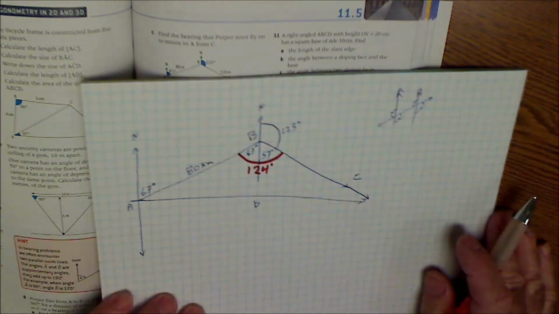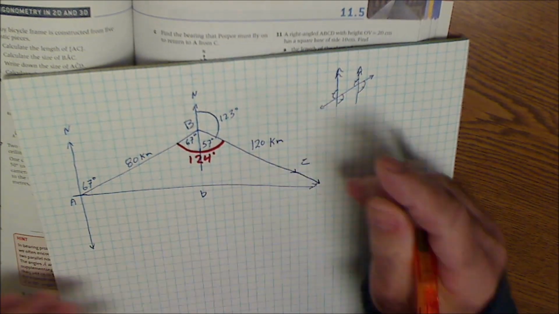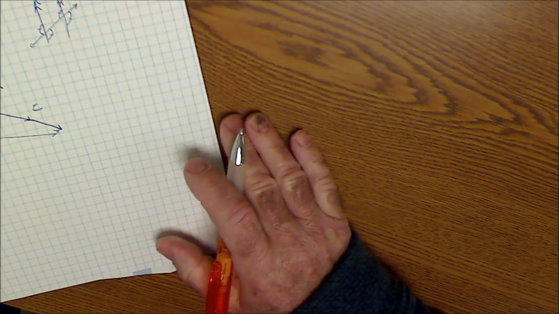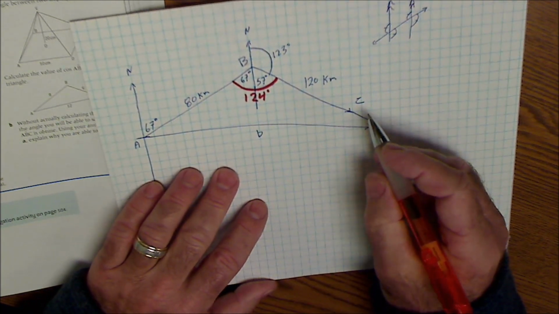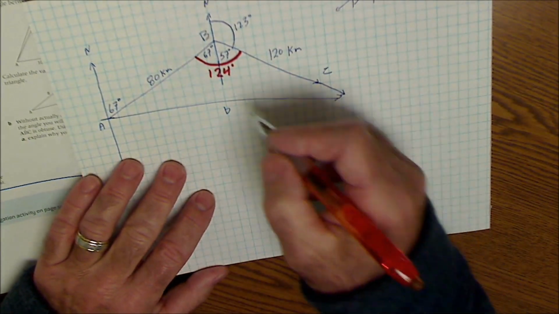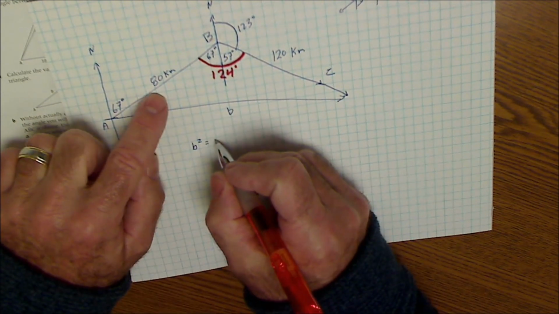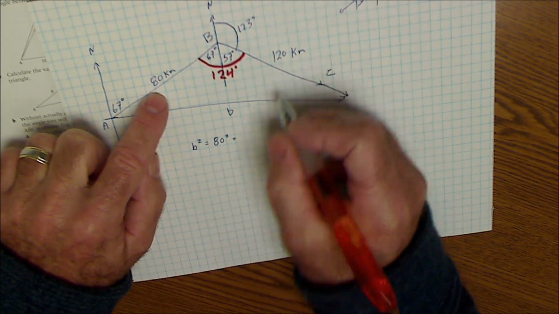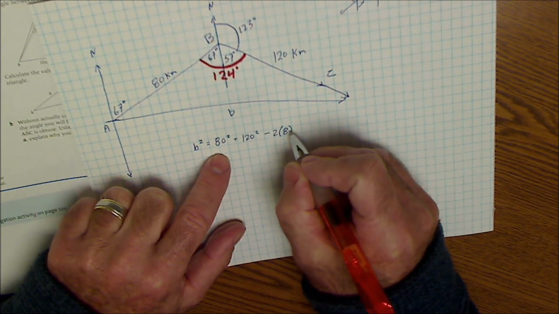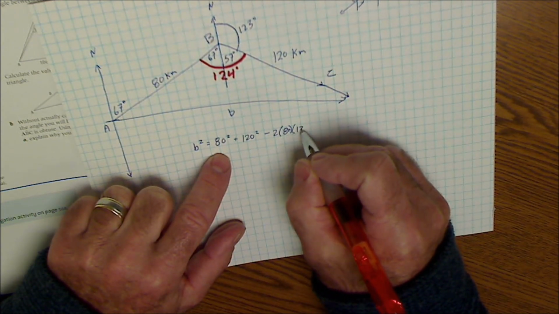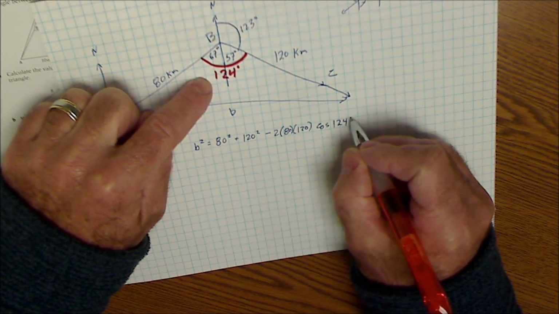Here's my picture in the book. They're telling me this is 120 kilometers. So now I have side, angle, side of this large triangle, so I'm going to use the law of cosines. I take the side opposite the given angle. b squared is equal to one leg squared plus the other leg squared minus 2 times one leg times the other leg times the cosine of the angle opposite the side, so cosine of 124 degrees.